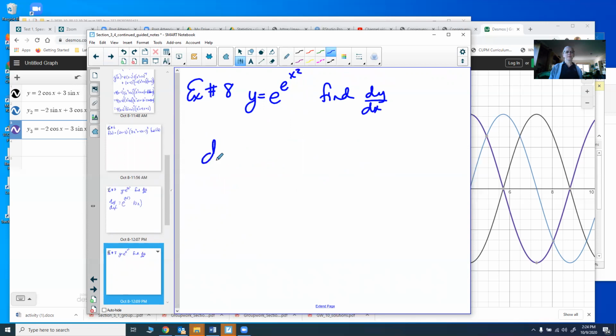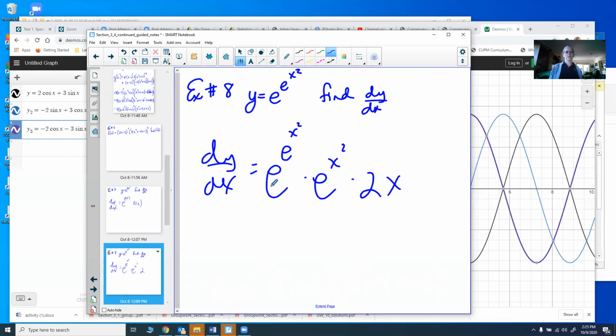Again, same idea. We have e to a power, so e to a power, then times the derivative of the power, and the derivative of the power is e to a power, so it's the derivative of e to a power times the derivative of the power. So you just do e to a power times the derivative of this, which is e to a power times the derivative of that power.